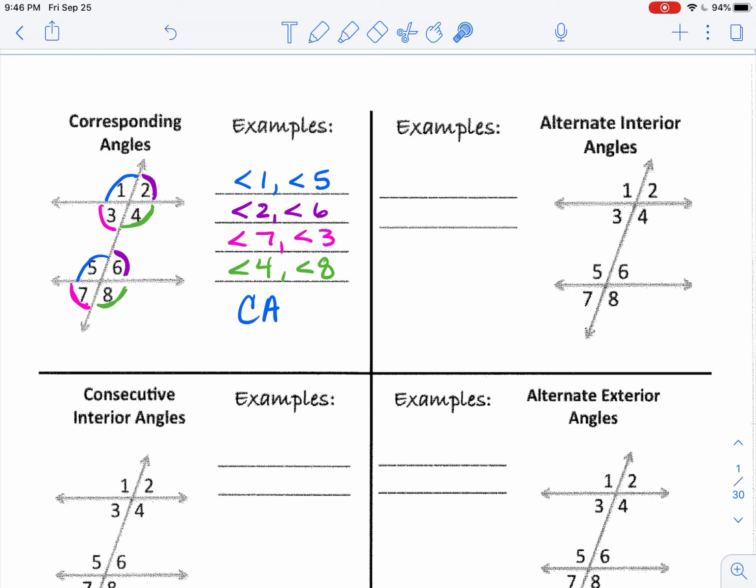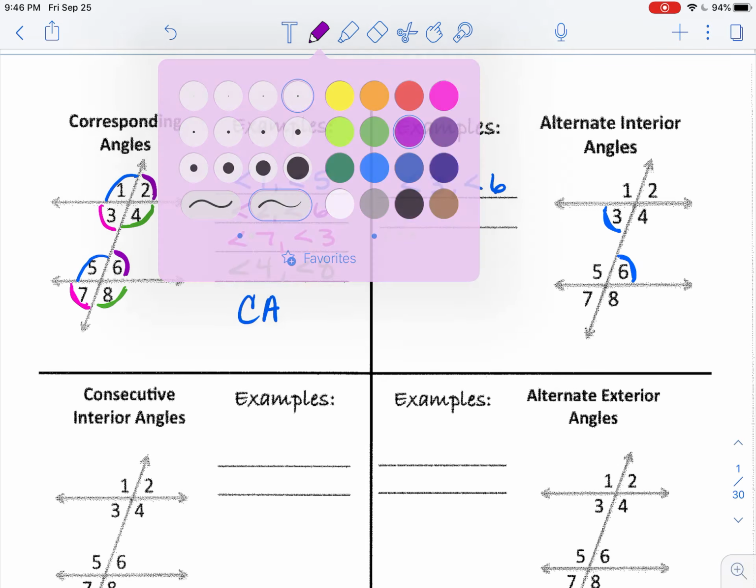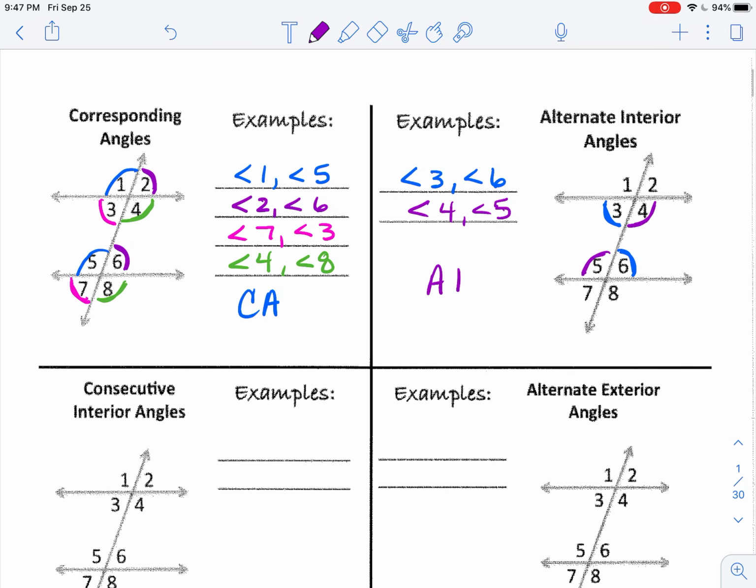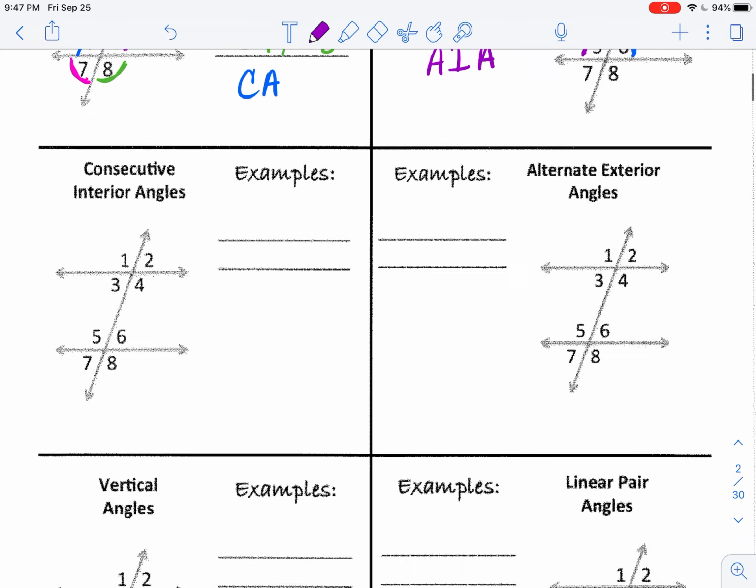Alternate interior angles over here. So we're going to be on alternate, different sides of the transversal on the interior. Let me show you the first example. Alternate interior angles: angles 3 and 6. The other pair would be angle 4 and angle 5. We're on the inside alternating sides. And this is abbreviated AIA.